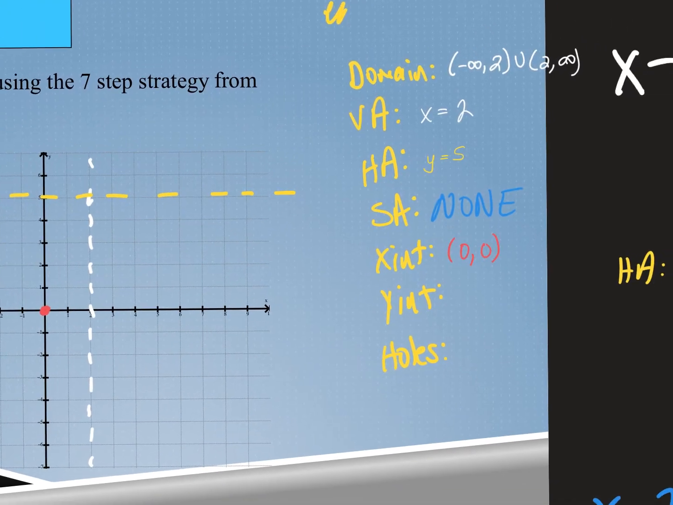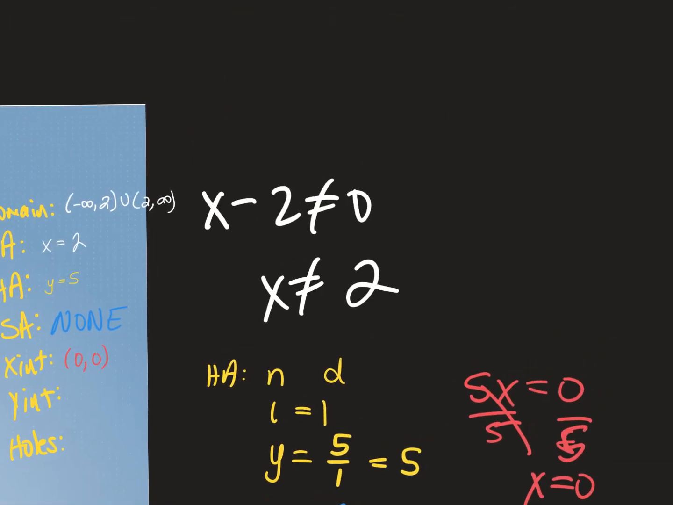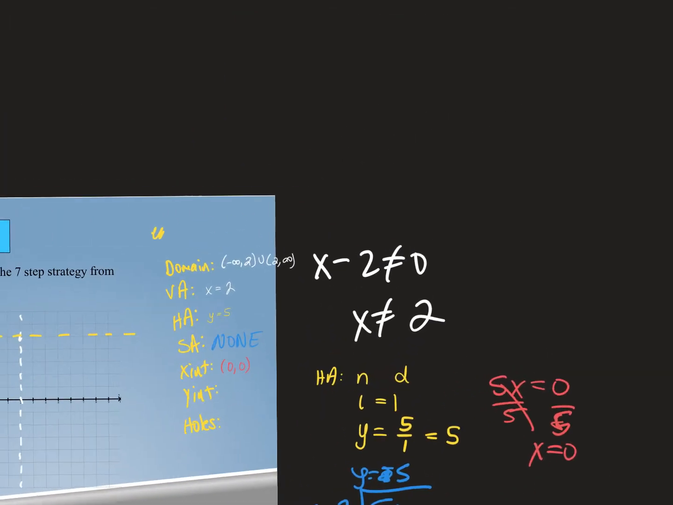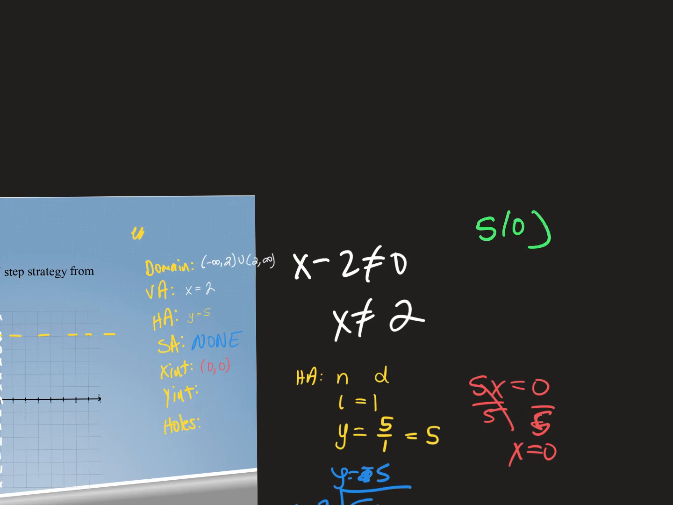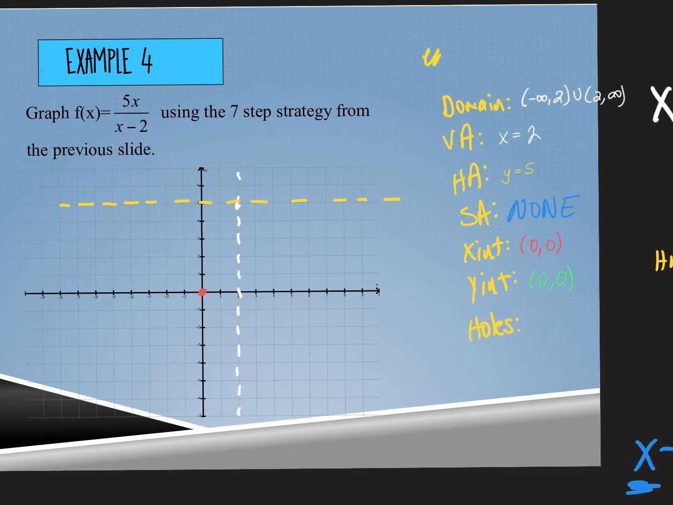How do you find the y-intercept? What does your cheat sheet say to do? Plug in 0 for the entire function, right? So my function is 5 times 0 over 0 minus 2. Well, what's 5 times 0? 0 over negative 2. What's my y-intercept? When I plug in 0, what do I get out? 0, okay. Happens to be the same spot, no biggie.